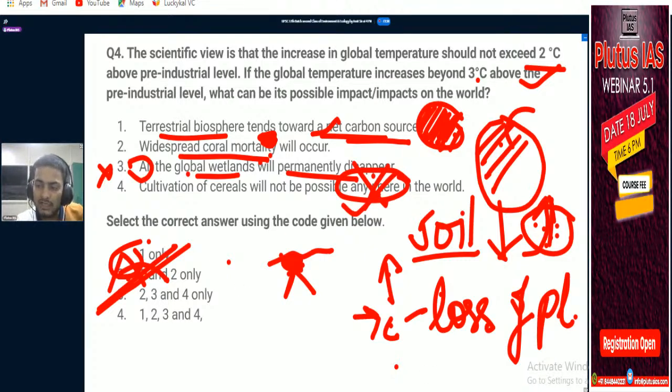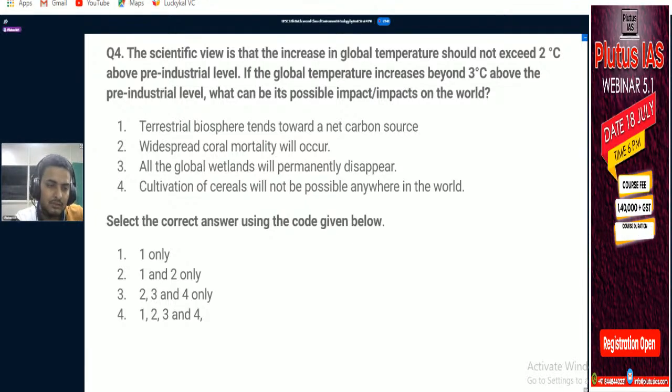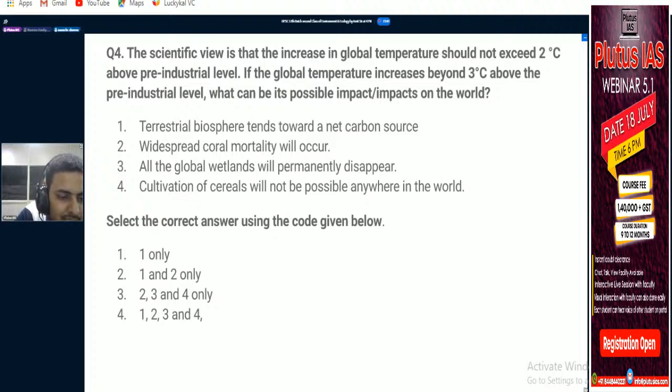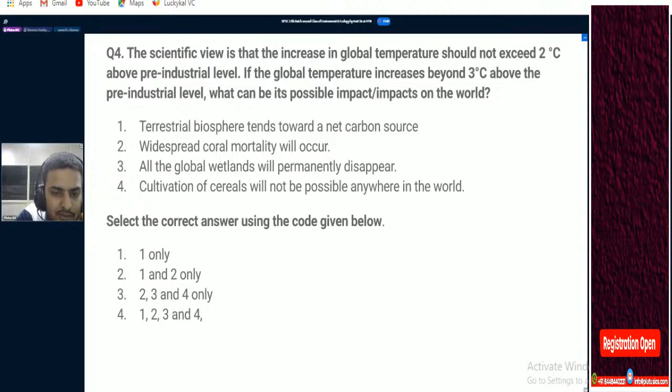So what's the answer now? Now give me the answers. Most of you have given D. D is not the correct answer, right? The answer is 1 and 2 only. 3 and 4 are wrong.